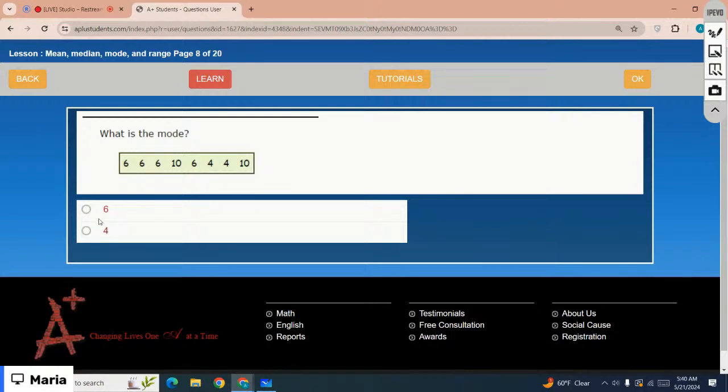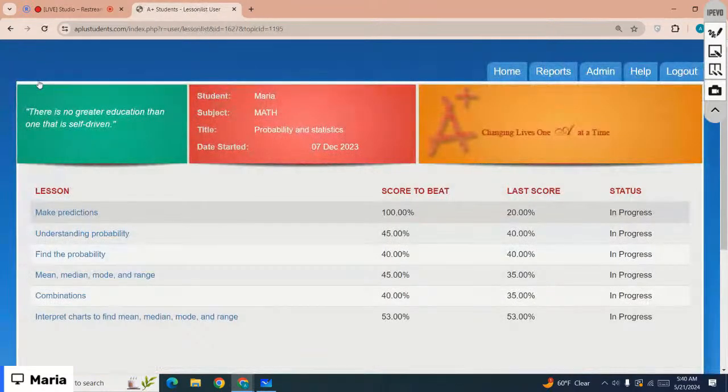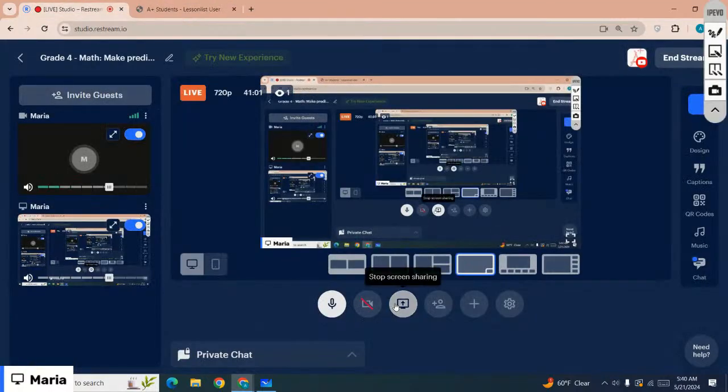Okay, you can complete the lesson by yourself later today. So we were working on grade 4 math. The chapter we were working on is probability and statistics. The lessons we have covered today are make predictions, understanding probability, find the probability, and mean, median, mode, and range. So please make sure before the next session you complete all the practice questions for the lessons we did today. That is your homework until next session, right?